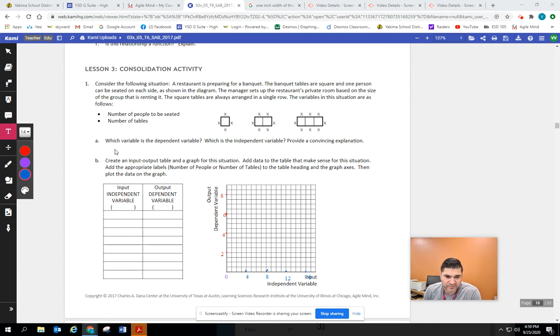Which do you think depends on which? Do we get the number of tables and then decide how many people we're going to invite? Or do we find out how many people are going to be seated and then figure out how many tables? I think the logical decision would be to figure out how many people are showing up, and that would give us the deciding factor of how many tables that we need. So the dependent variable, which of these is going to depend? The number of tables will be the dependent variable.